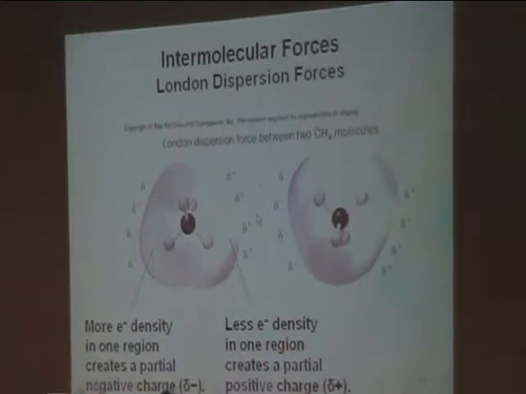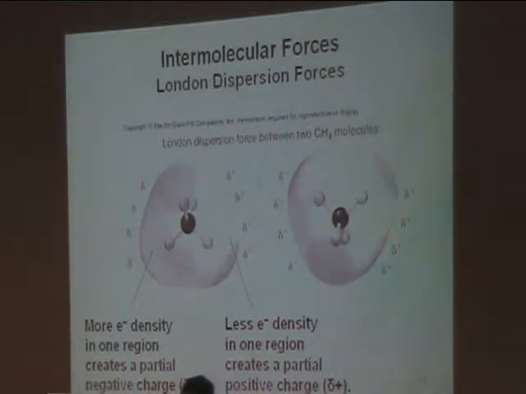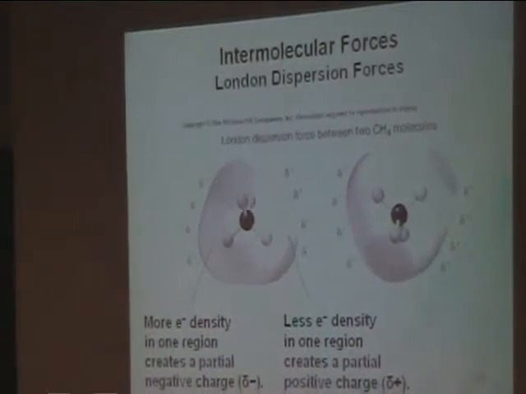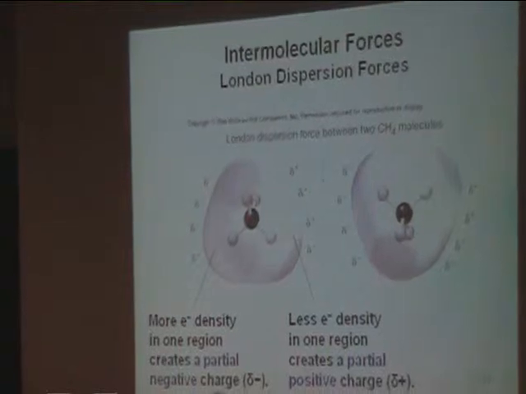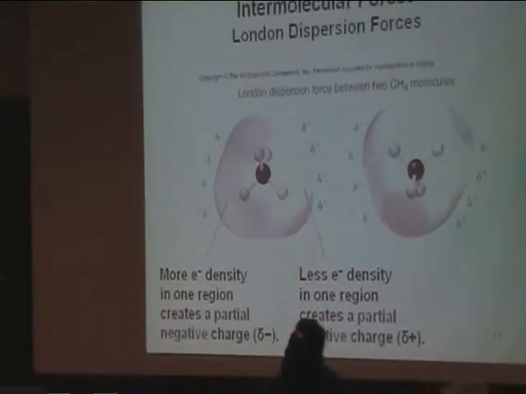This is not something we usually say, but electrons are in movement. 24/7 electrons are in movement. They are not stationary. They are not in one position. And it is obvious that at one point, all the electrons will be on one side, and on the other side there will be a lack of electrons. That's like a snapshot, where dispersion force can be created.